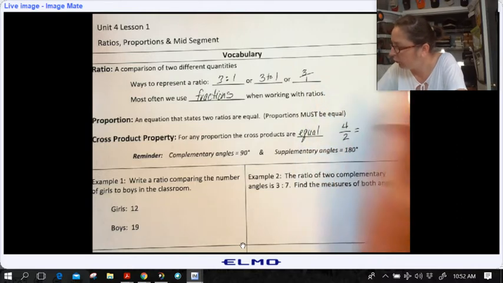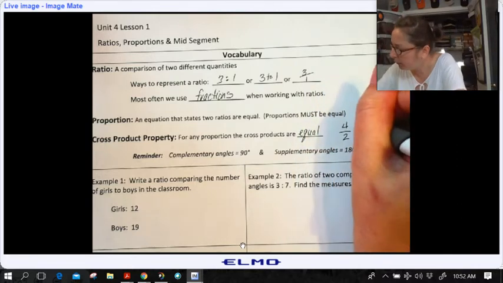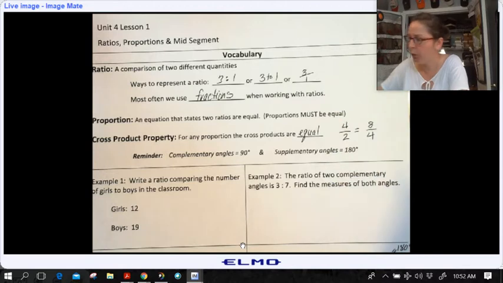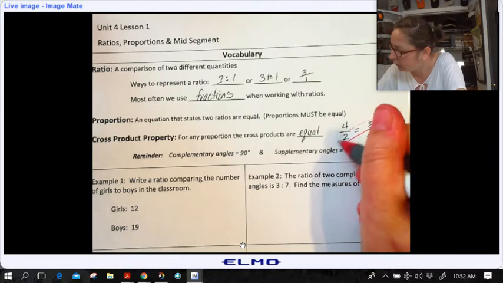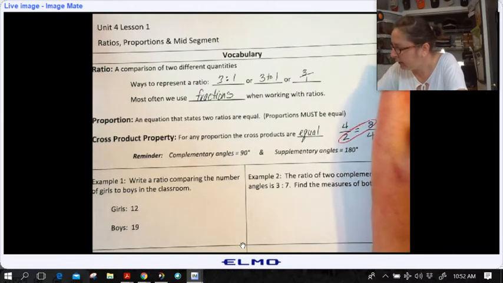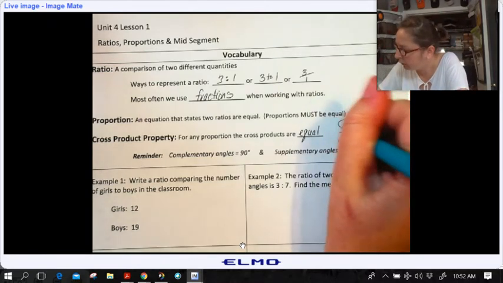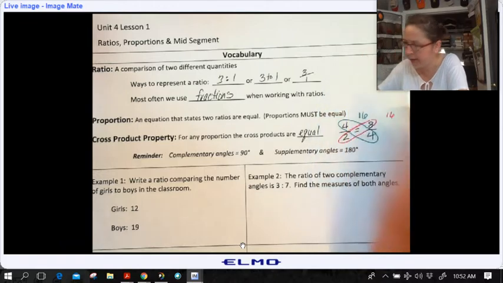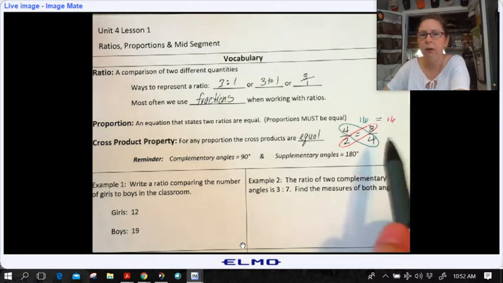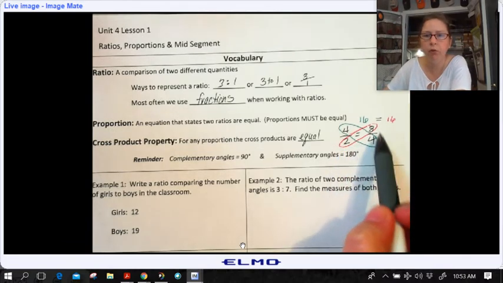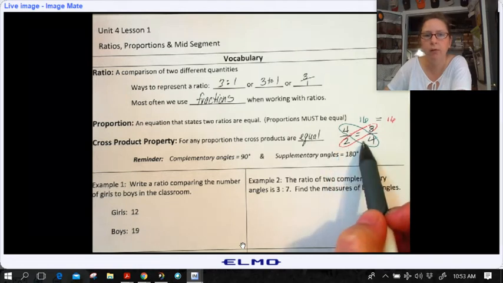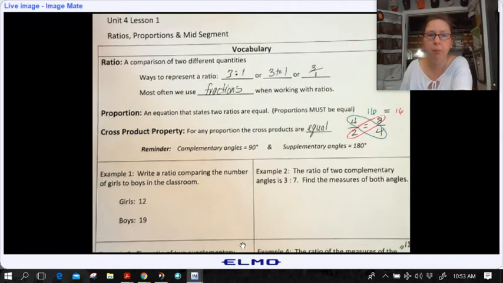4 times 2 is going to equal, let's see, 8 times 4, right? And so if I cross multiply, I get 16, and then cross multiply the other parts of the ratio, and I get 4 times 4 is 16, and they are equal. Okay, so this was two ratios set equal to one another. So this is a proportion, and to solve the proportion, I had to cross multiply using the cross product property.